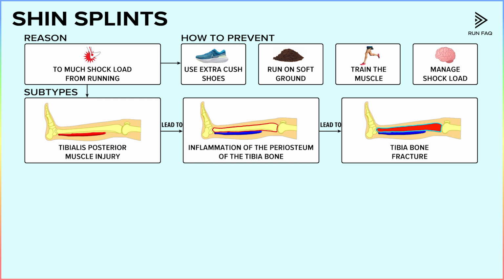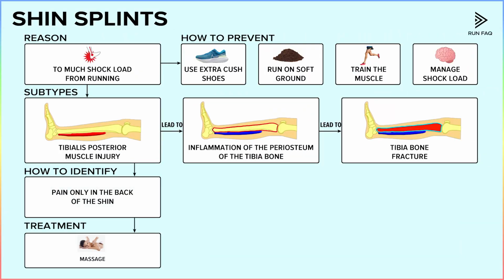What does it mean? It means that if you are an absolute newbie, you shouldn't run more than 3 times per week. Or if you are, let's say, an advanced amateur, you shouldn't run 2 marathons in a row, because during the first marathon you will injure your muscle, and during the second marathon you will injure your periosteum.